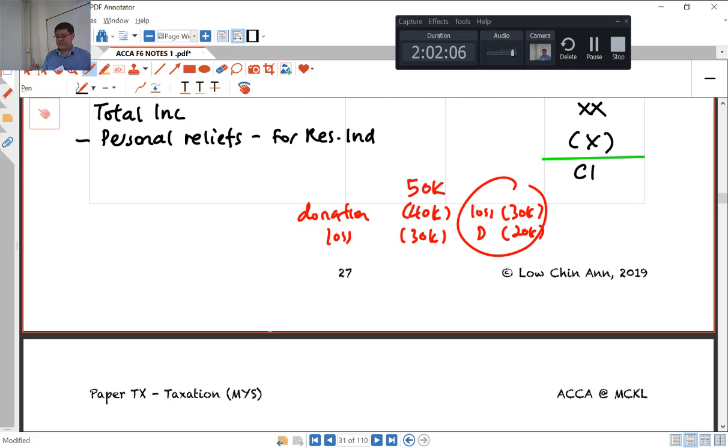The time limit. Generally, if you have a loss, you can only carry forward. Okay, I don't use 7 years, 7Y8. So it becomes important for us to keep track of losses. So please turn to page 29. All right? Turn to page 29.